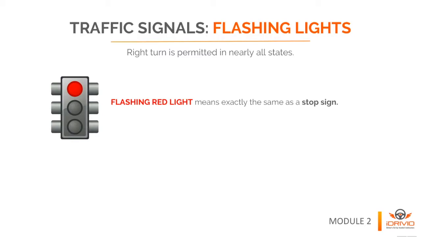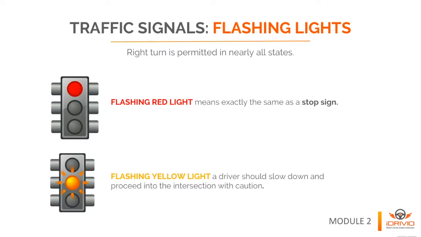A flashing red light means exactly the same as a stop sign. First, come to a complete stop. Second, stop at the same place that you would stop for a stop sign. Third, when there are no pedestrians, vehicles, or other obstacles, you may proceed through the flashing red light.